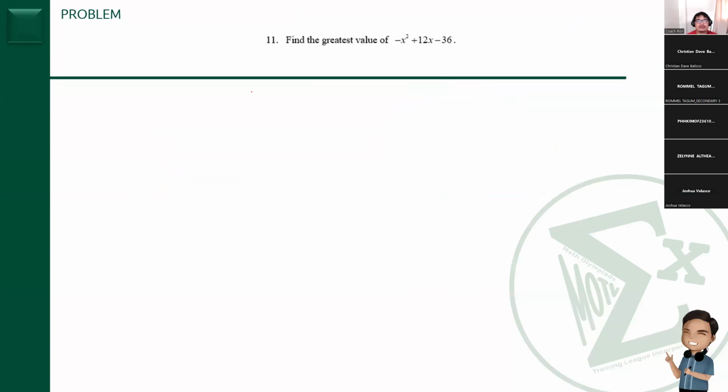Next up. Find the greatest value. Ooh, maxima and minima. Now, what I'm gonna do is go with vertex form here. What is the value that will turn this into a perfect square? Actually, this is already a perfect square, right? It's gonna be negative x squared minus 12x plus 36. So it's gonna be negative (x plus 6) squared.